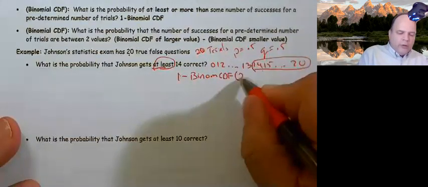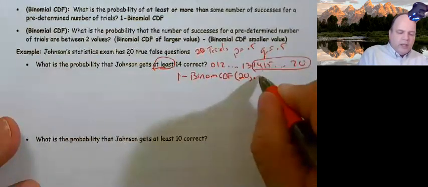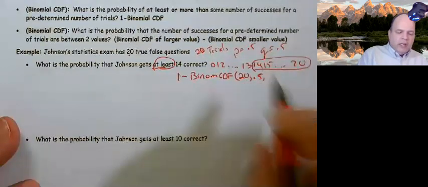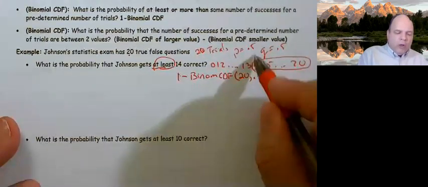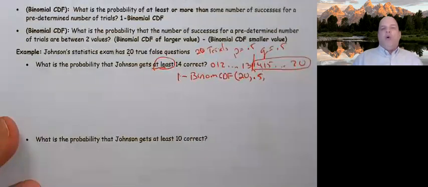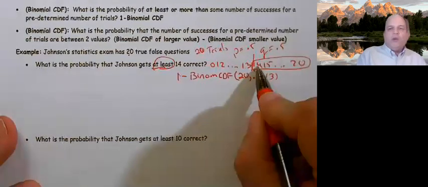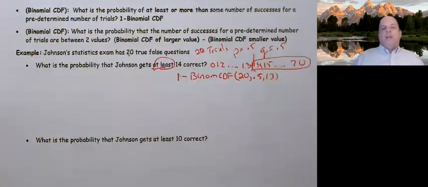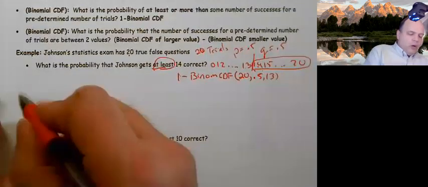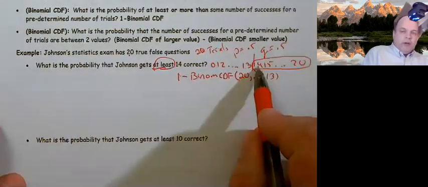My number of trials is 20. The probability of success is 0.5. And we always subtract out what we don't want, and we don't want 13. We don't subtract 14 out because we circled it. We want 14, all right? Work shown is the sum of the PDFs.